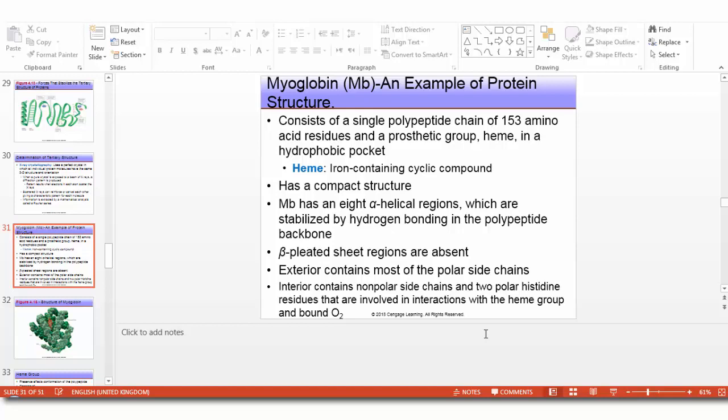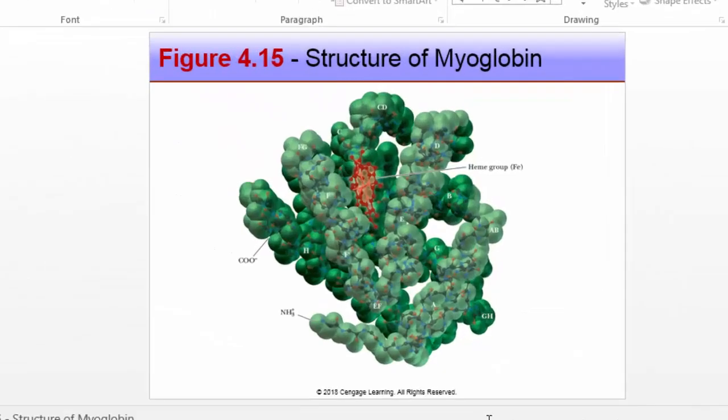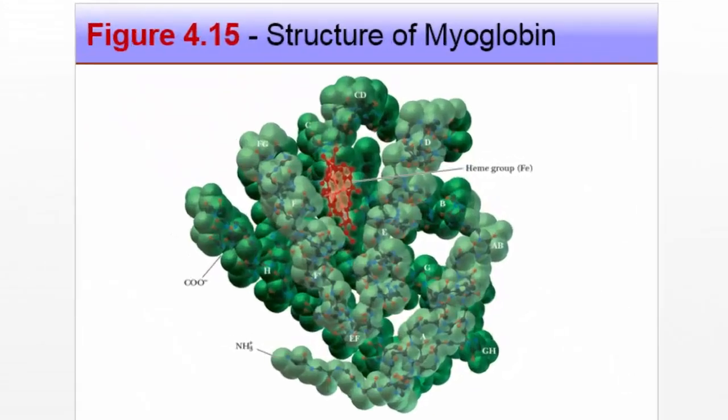Approximately 75% of the residues in myoglobin are found in these helical regions, which are designated again by letters A through H. Hydrogen bonding in the polypeptide backbone stabilizes the alpha helical regions. Amino acid side chains are also involved in hydrogen bonding. And if you look, this is the structure of myoglobin. Note that the peptide backbone and the heme group are shown overlain on the space-filling model. The helical segments are designated by the letters A through H.